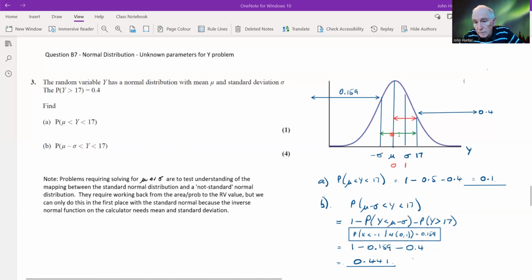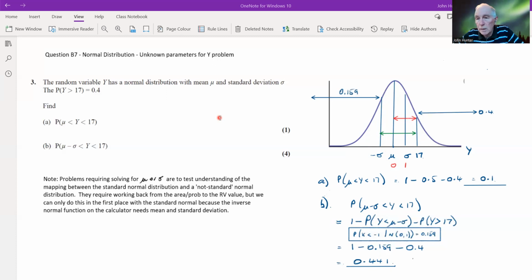So what's left then for this area delimited by the green arrowed line there? We take off our 0.4, we take off our 0.159, and we're left with 0.441. So that would be the answer to part B.